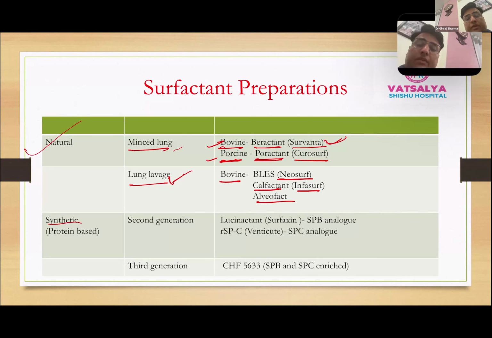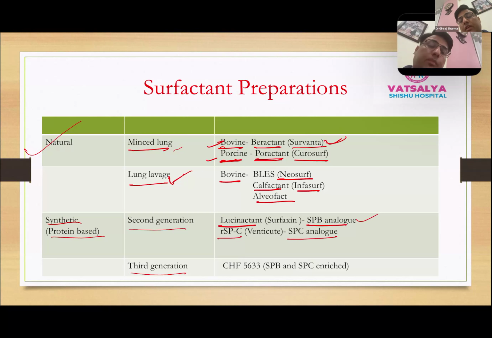The second type is synthetic surfactant. Only protein based synthetic surfactants are recommended. Protein based synthetic surfactants are second or third generation. The second generation is Lucinactant, which is a surfactant protein B analog. Second is the protein C analog, recombinant surfactant protein C, Venticute. And third generation are surfactants enriched with surfactant protein B or surfactant protein C. These are protein based synthetic surfactants.